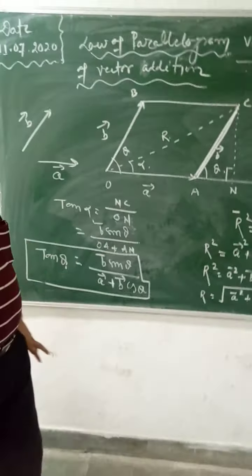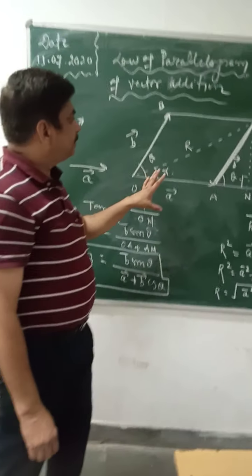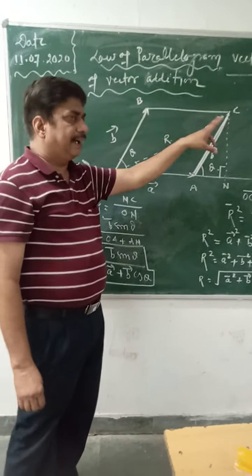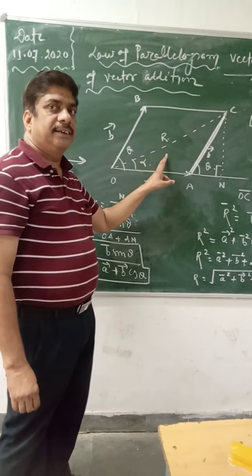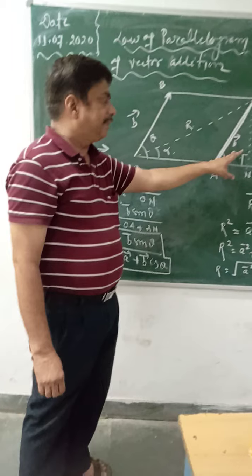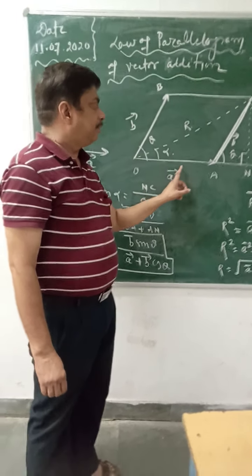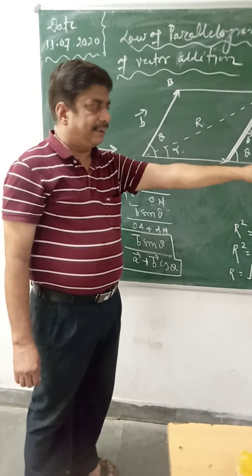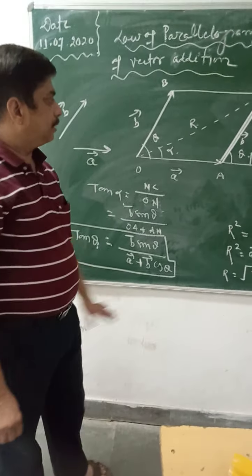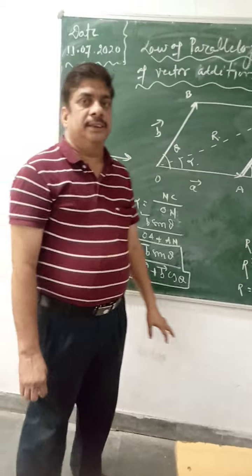Now let me revise the key points of this derivation. The key points are, we have to take the right angle triangle. First we have to draw the perpendicular to make a right angle triangle. Again we have to take the right angle triangle. Whatever required quantities are in this right angle triangle, we can find from that triangle, and ultimately we got the formula.